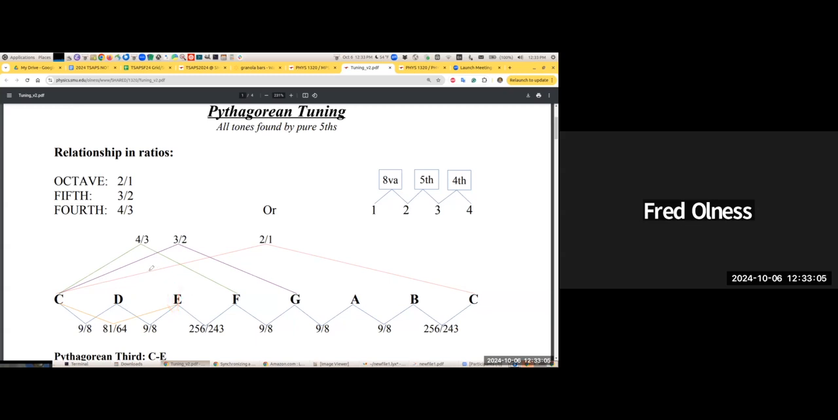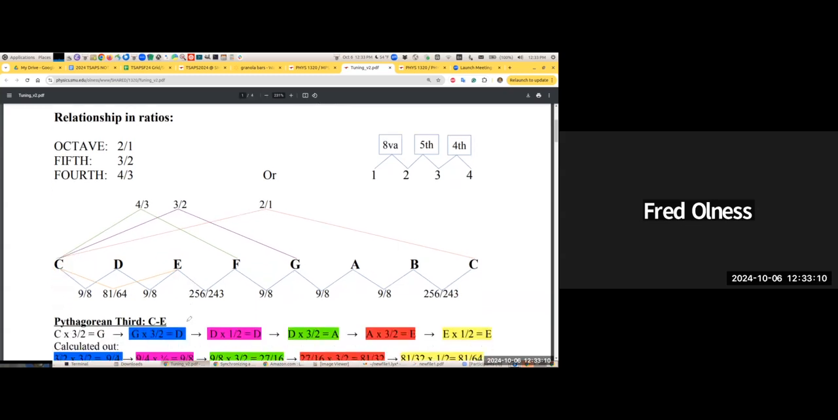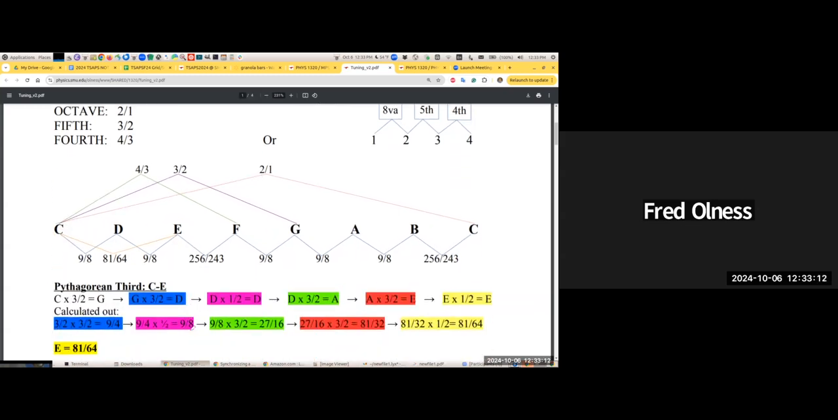The way we'll do this is we will run through a cycle of fifths. We'll start with C, and then we'll go up a fifth. They have this very neatly illustrated here. So they're going to figure out the Pythagorean third. They start with C and go up a fifth, so that increases by 3-to-2. That gets us to G. Then we're going to go up another fifth, a 3-to-2 ratio, which takes us up to D.